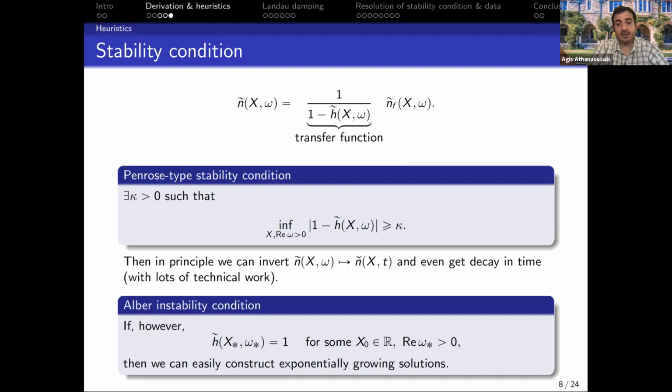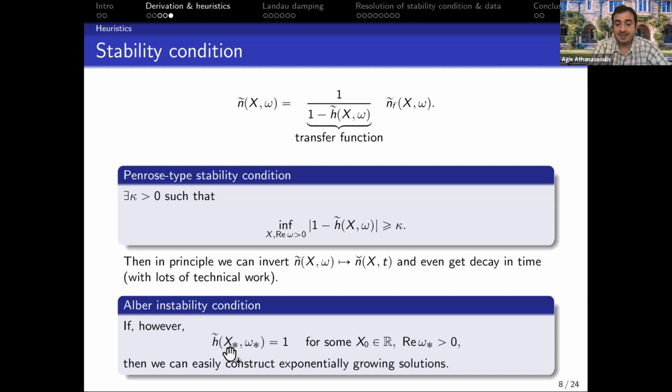Of course, this is tricky. This is starting to become analogous to the Landau damping problem for Vlasov equations. There are difficulties that I'm going to go over a little bit. This is not as simple as it sounds, but we'll see that in a second. On the other hand, the simplest way to violate this condition is to have solutions of the equation h tilde of x star, omega star equals 1.